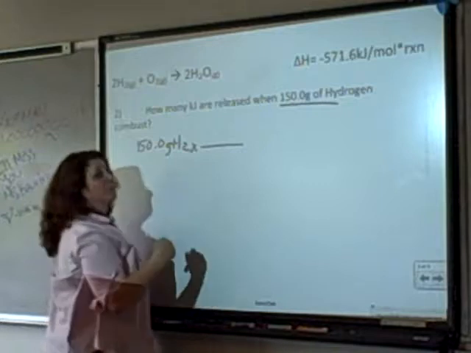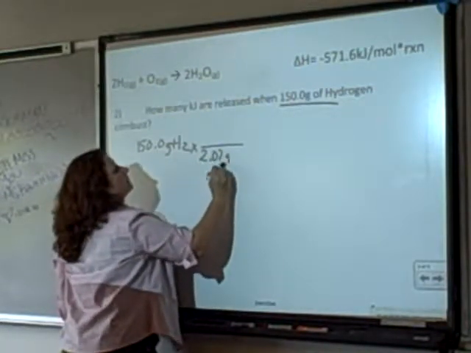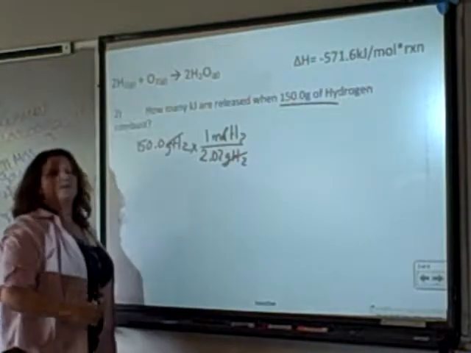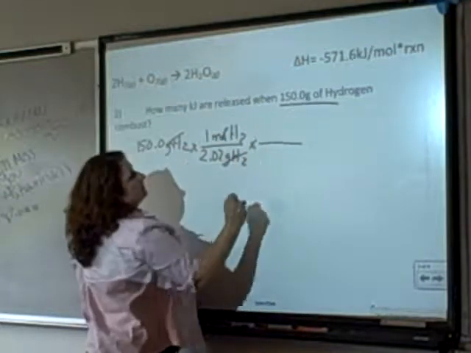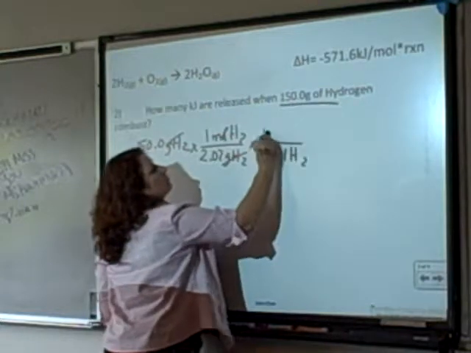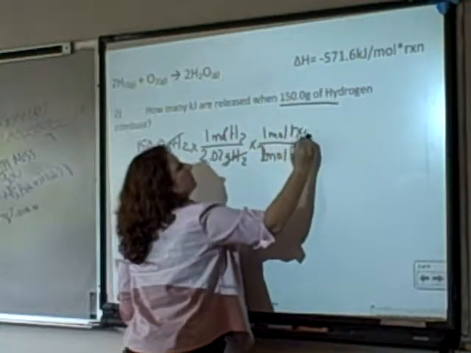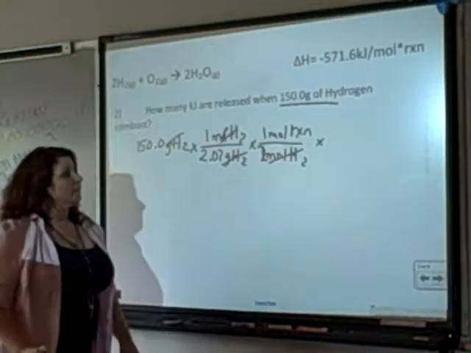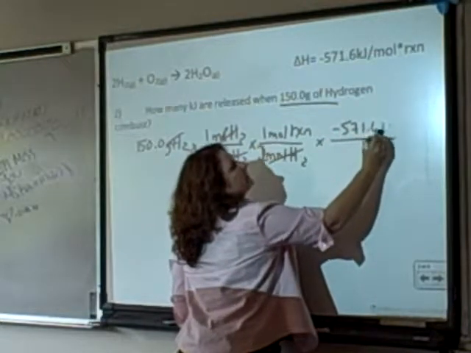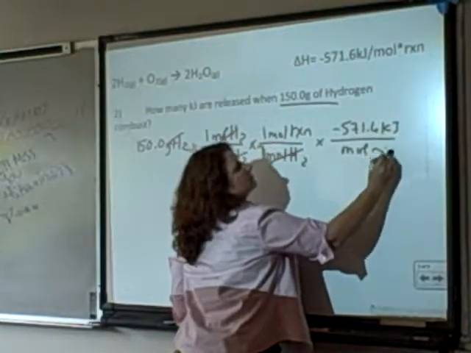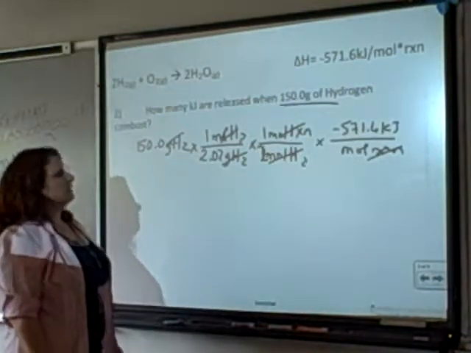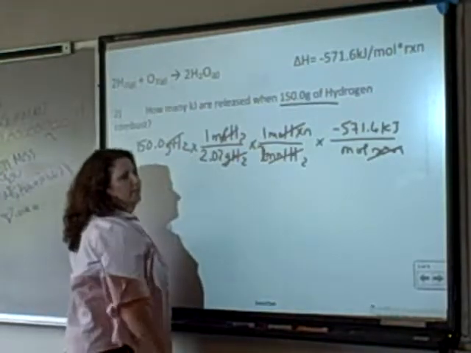So we look up on the periodic table and get the molar mass is 2.02 grams per 1 mole, and that cancels out. Now we can keep going. There's every 2 moles of hydrogen for every 1 mole of reaction. Now we use our final unit up here, negative 571.6 kilojoules per mole reaction. And just take a look for a moment at the units. Notice what all cancels. What you're left with is the kilojoules.